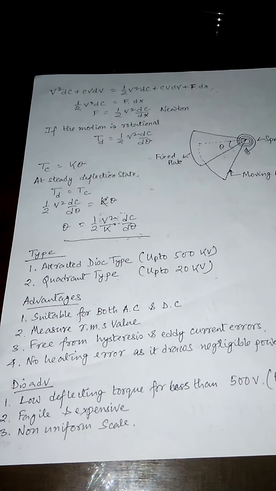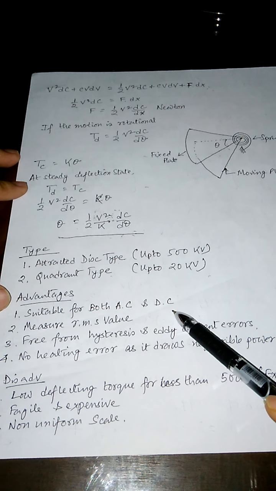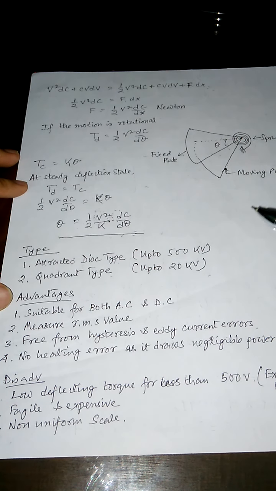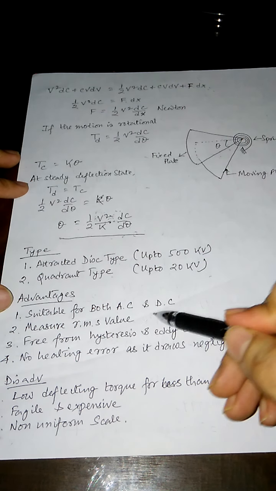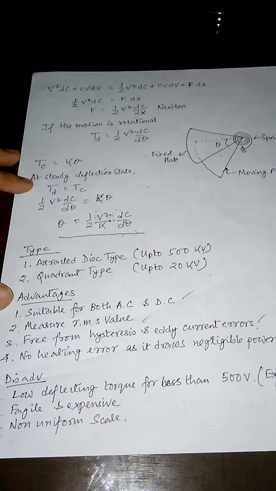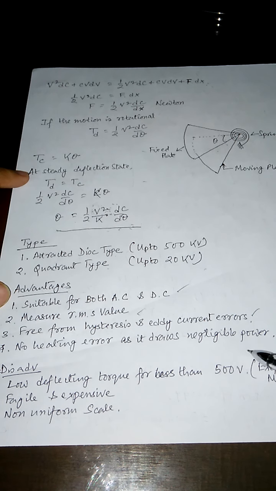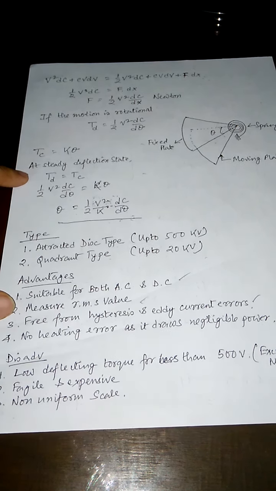Now the advantages of this instrument: it is suitable for both AC and DC measurement, as already discussed, measuring the RMS value. It is free from hysteresis and eddy current errors, as there are no iron parts, and as it draws negligible power, no heating error occurs. These are the advantages of this instrument.